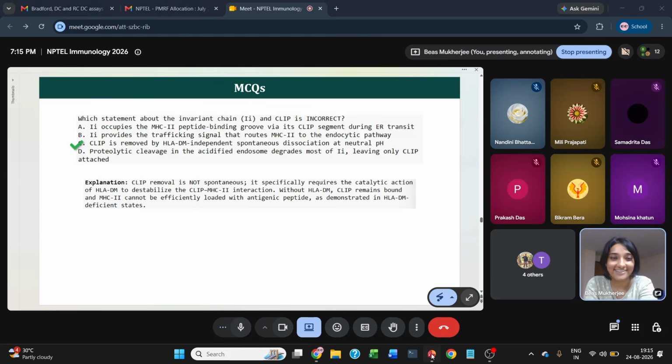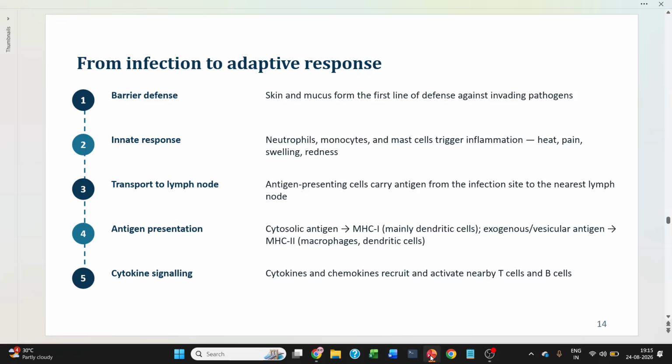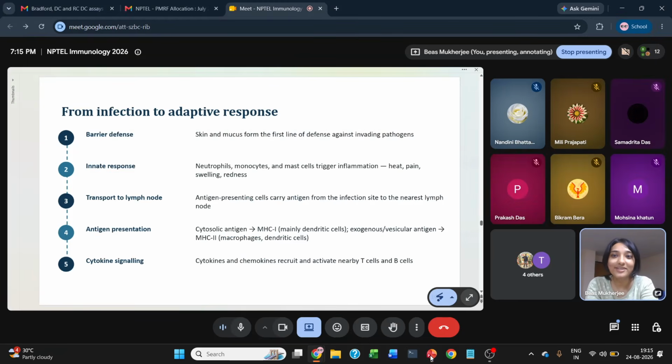Right. Now, from infection to adaptive response. Now we will look at the bigger picture. Since day one we have been talking about the barriers. Skin, mucus, they form the first line of defense against invading pathogen. Still the pathogen enters, then what happens? The innate response kicks in. Neutrophils, monocytes and mast cells, they trigger inflammation, and you have this heat, pain, redness and swelling, which are the four hallmarks of inflammation.